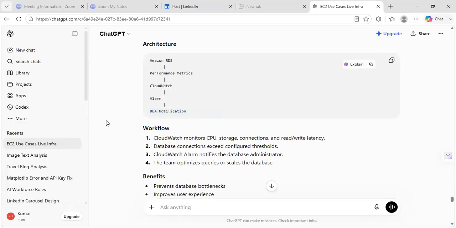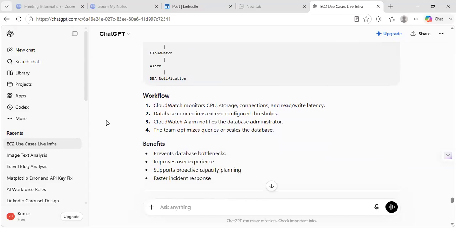So what is the workflow here? Steps: CloudWatch monitors CPU, storage, connections, and read-write latency. Read latency means that while reading, it takes longer. That is also a performance metric, because the latency needs to be maintained. Writing also taking longer means it might be having a lot of IO operations, and the database server capacity is not there.